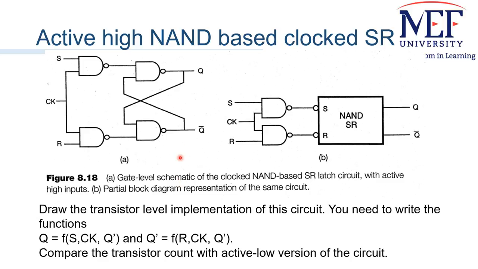Here is another implementation of a NAND-based clocked SR. The difference is this structure is active high, not active low. The drawback of this structure is it contains more transistors than the active low version of the circuit. If you have done the previous assignment, now you can draw the transistor level implementation of this circuit and compare the transistor counts yourself. To do that, you still need to write the functions of Q and Q prime as a function of S, clock, and R.